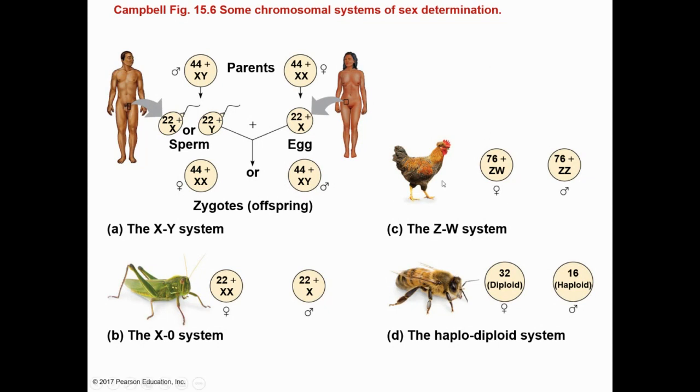But I did want to point out that not all animals and living things have that same system. For chickens and other birds, they have a ZW and a ZZ system, and they have many more chromosomes than we do. For other insects, if it's diploid, it's going to be a female, and if it's haploid, it's going to be a male. So that's a completely different system. And then with grasshoppers, they just have X's. So XX is the female and one X is a male.